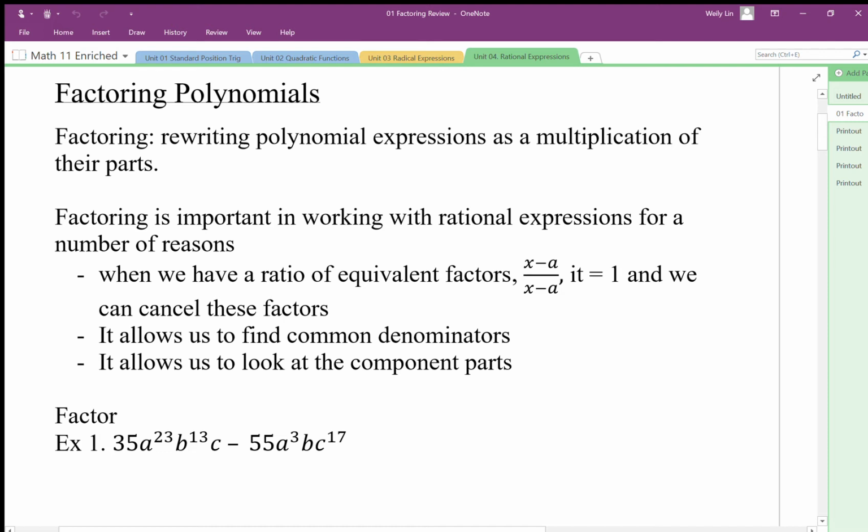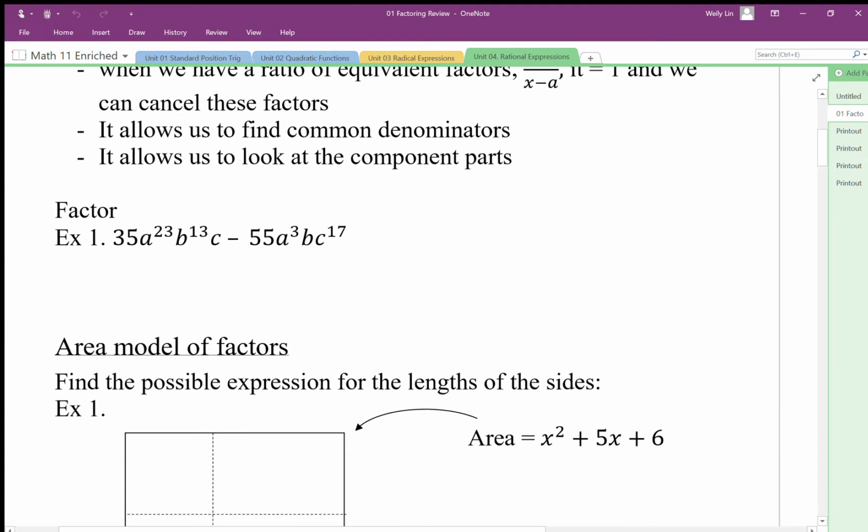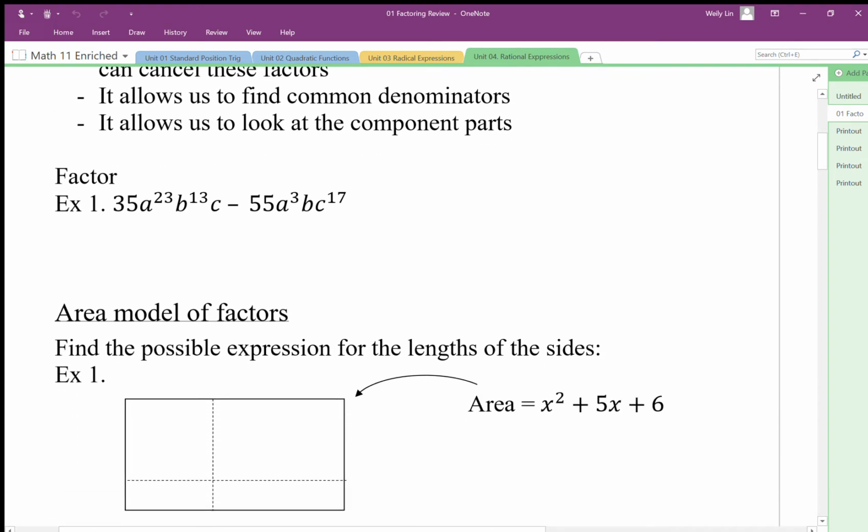So it allows us to find equivalent factors. It allows us to find common denominators, because we're going to need to look at factors when we're finding common denominators, when we're adding, subtracting rational expressions. And it allows us to just see basically the component parts. Factored form is often just in general really useful in math.